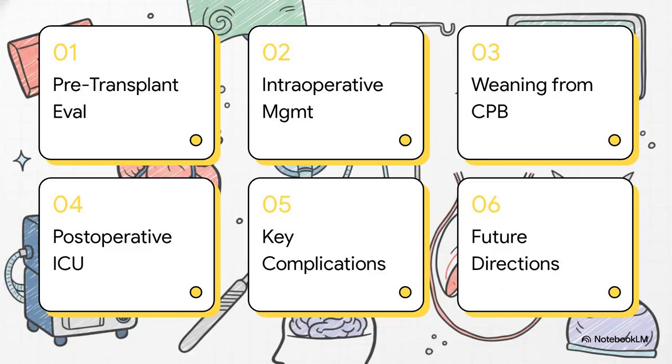Today, we are going to embark on the complete perioperative journey for a heart transplant patient. It's quite a complex process, so we've broken it down into 6 parts. We'll start with the absolutely critical pre-transplant evaluation and optimization phase. Then, we'll step into the operating room to cover intraoperative management. We'll dedicate a whole section to the high-stakes moment of weaning from bypass, then follow the patient into the ICU. After that, we'll tackle some key complications, and finally, we'll wrap up with a summary and a peek into the future. Let's dive right in.